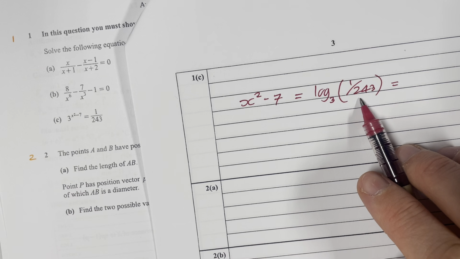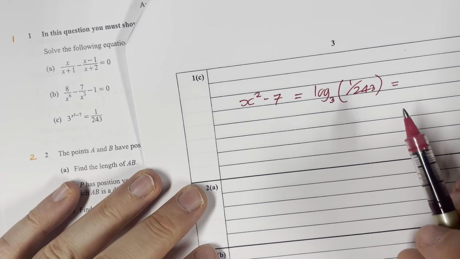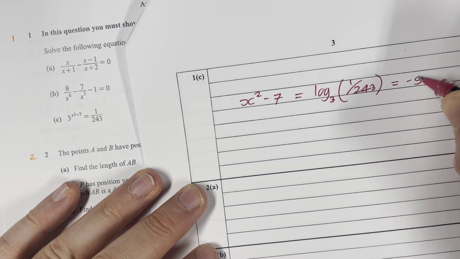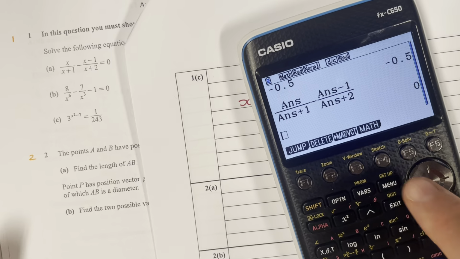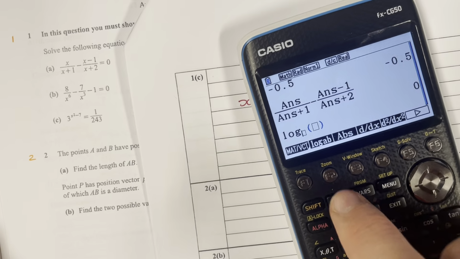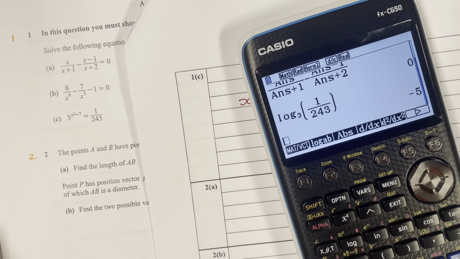And that's just a number you can put into the calculator. But 243, I recognise that number as a power of 3. I think it's 3 to the power 5. So therefore that's going to be minus 5 because it's 1 over. But yeah, you can just stick that in the calculator, and that should give you the answer. In fact, I'll show you how to do that anyway. So log to the general base, base 3 of 1/243rd. There you go, minus 5.